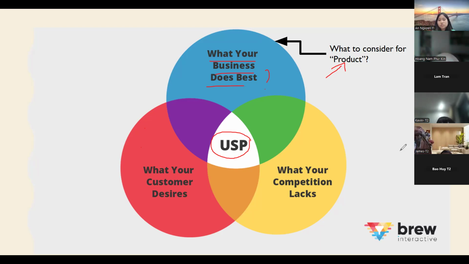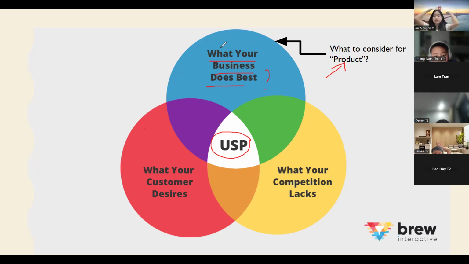Okay, so in order to have a unique selling point, you're going to have to talk about what your business does best, and it comes from the product. What the customer desires, which means something in the market, the gap in the market. And then what your competition doesn't have. All right, so you combine all of them together and it becomes your unique selling point.